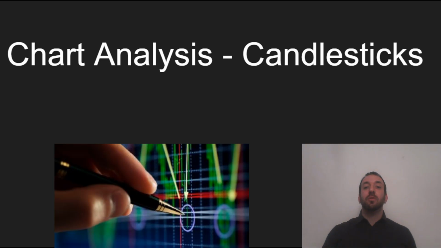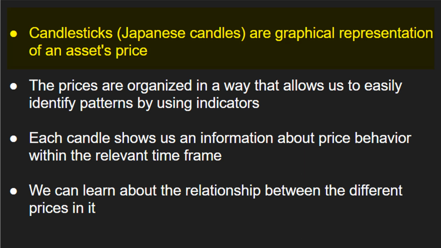The reason this is the most useful is simply because it provides us with more information, and once we know how to read it, we know how to read the other types such as line charts and bar charts. So let's quickly go over what a candlestick chart is and how you should read it. Candlesticks, or as some refer to them, Japanese candles, are a graphical representation of an asset's price. The way that the prices are organized allows us to easily identify trends, support and resistance areas, and develop advanced indicators based on the presented data.